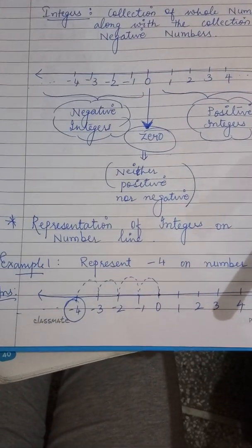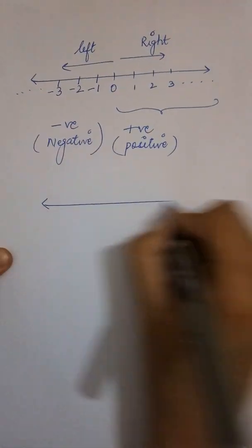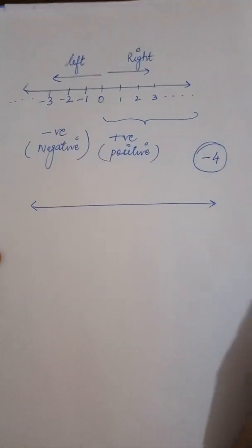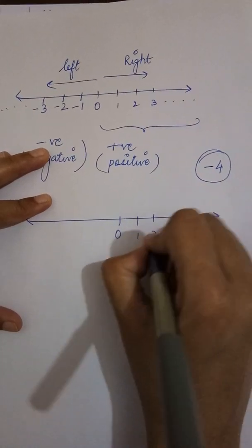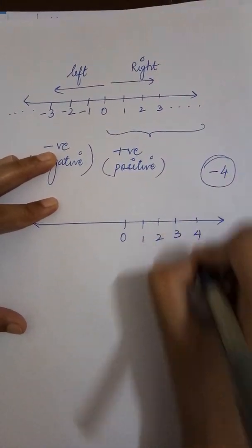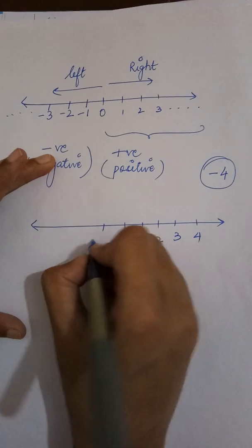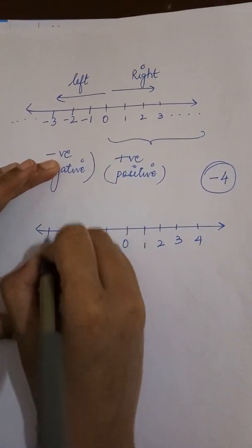Represent -4 on the number line. Okay, now what we are going to do is firstly draw a line, a number line. We have to show -4 on this number line. So I am going to place 0, and to the right side some positive numbers, and on the left side I am going to place the negative numbers.